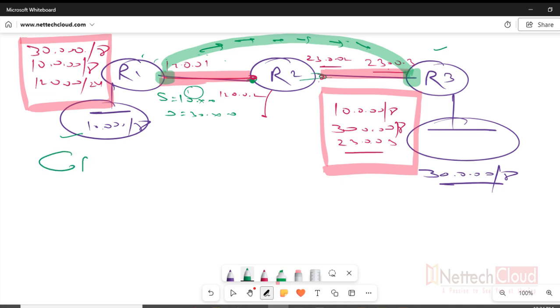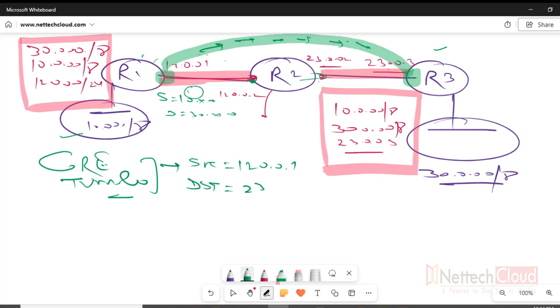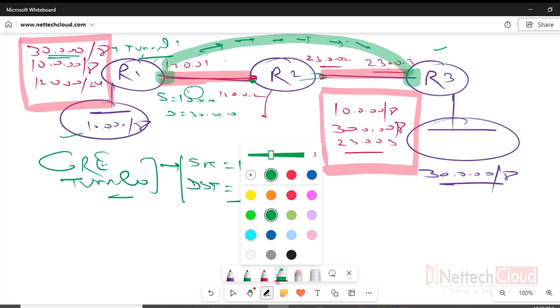So what happens when we create a GRE tunnel? We specify the tunnel source address; from R1's perspective, the tunnel source is 12.0.0.1 and the tunnel destination address is 23.0.0.3. And then we change the routing information. We put a route for the 30 network via the tunnel interface, the GRE tunnel interface IP address. So routing is changed, and the tunnel is created with a tunnel source and tunnel destination. So what happens now? Again, the packet is routed via the same physical path, right?